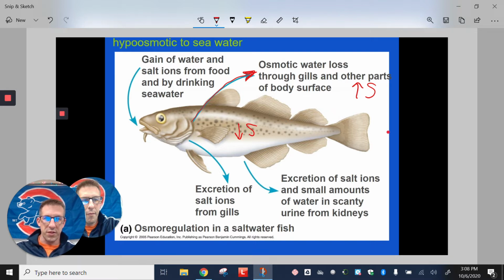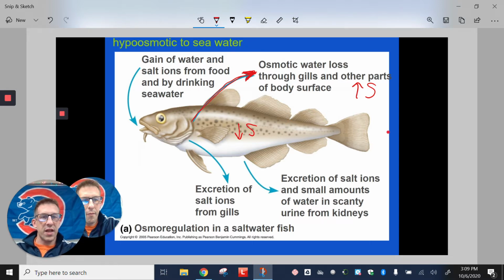Okay, this is a question I want you to pause and try to answer. What else is going to move across his cell membranes? If you answered salt, you were correct. Okay? We have two concentration gradients here going on. We have the concentration gradient of the water. Okay, so it's a lot more water in here than there is out here, so water is going to leave.